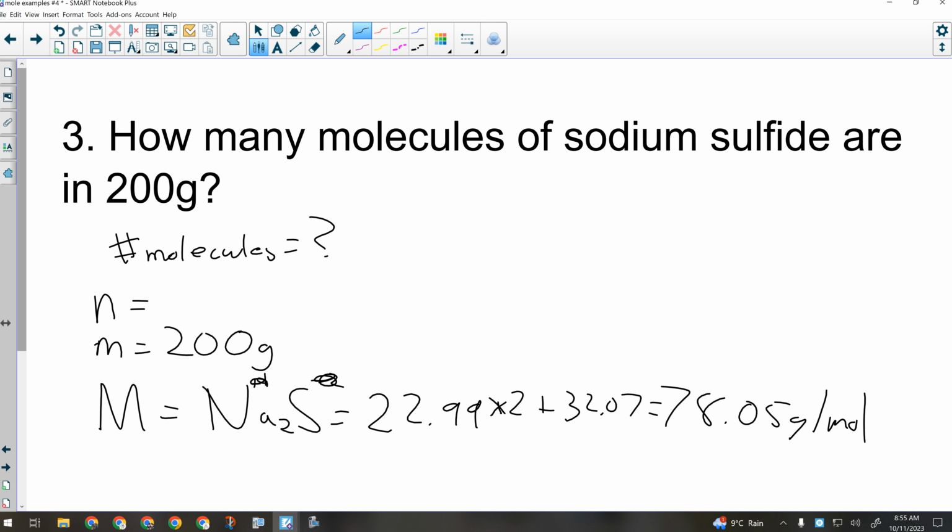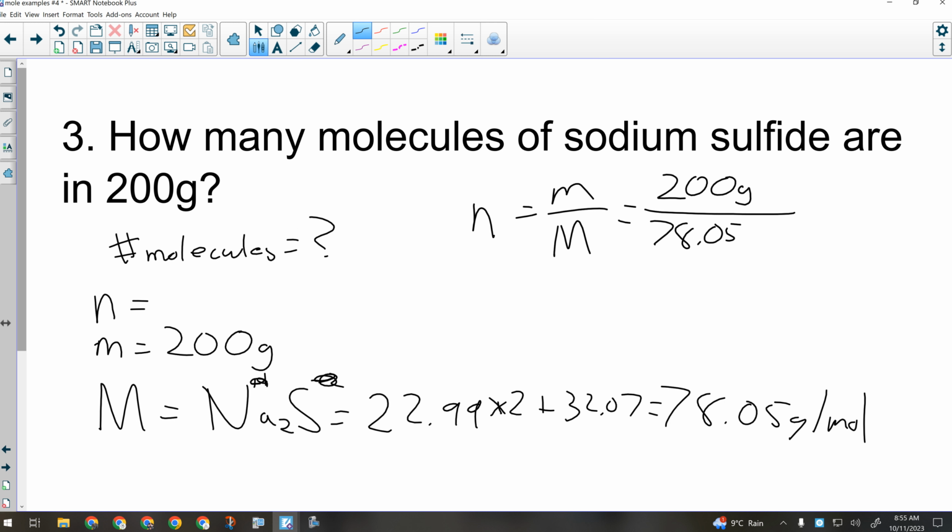If I'm going to calculate the number of molecules, what must I calculate first? Number of moles, the thing I don't have, so that's what I should calculate next. That means I just plug numbers into the mole equation, little m over big M, so that'll be 200 grams divided by 78.05 grams per mole. The grams are going to cancel, and I'm going to be left with the number of moles.